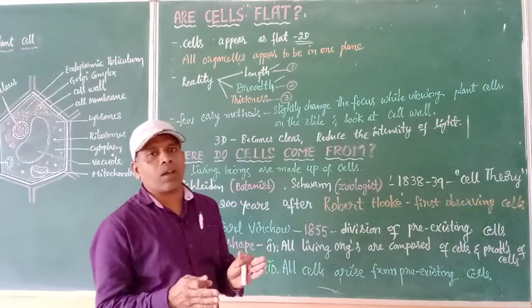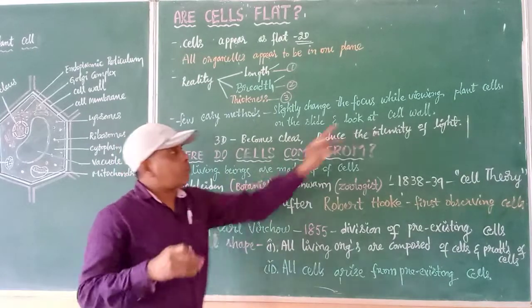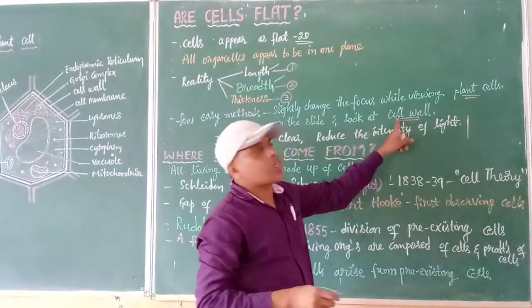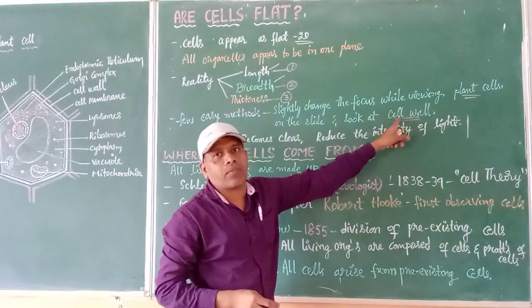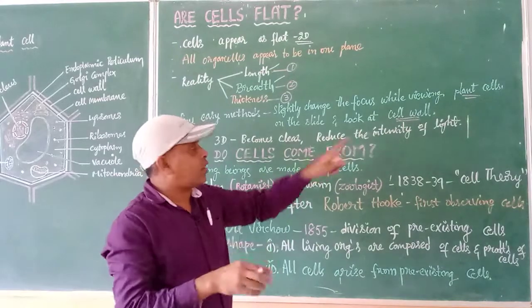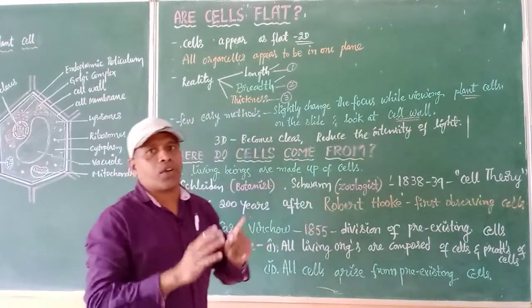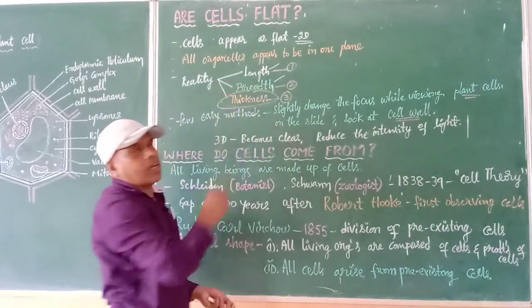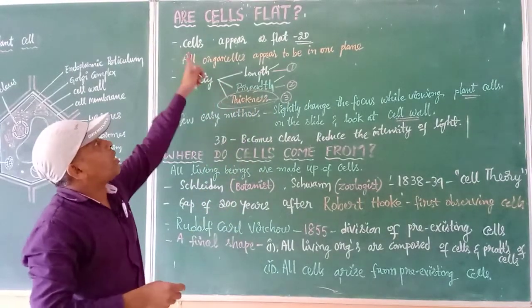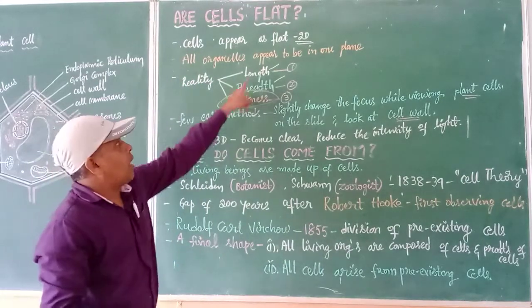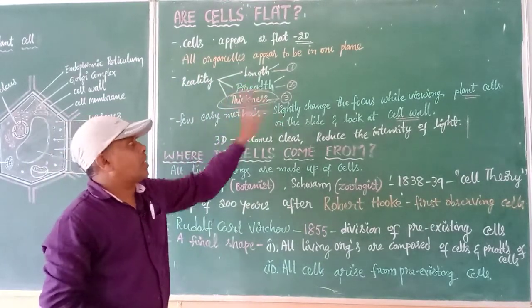So where is the cell wall? Already we know. If this is the plant cell, we need to concentrate on the outermost covering layer, which is called the cell wall. If you focus exactly on the cell wall, there is a possibility of easily seeing the third dimension, which is called the thickness. So we can say the answer: cells are not flat. They have three dimensions: length, breadth, and thickness.